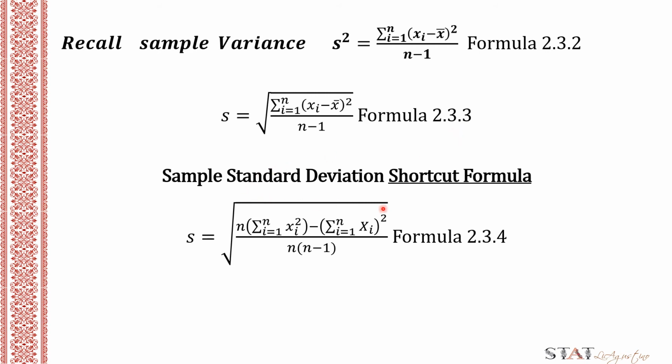And if you want a shortcut formula, if you're just using your calculator, you can use this: square root of n, this is our sample size, open parentheses, summation of xi squared, meaning you square each value and then you sum it, then multiplied by n, minus the summation of xi, where i ranges from 1 to n, you sum every data value and then you square it, over n, or sample size, times n minus 1. And that becomes our formula 2.3.4.